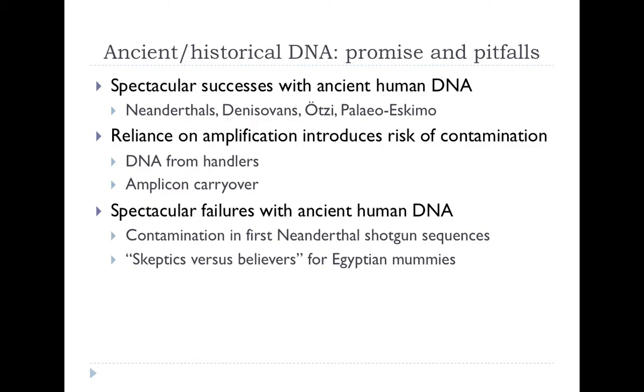You may have heard that we managed to get Neanderthal genomes. There's a whole new branch of humans called Denisovans, where they sequenced the genome from a finger bone. There was the ice mummy that was found in the Tyrolean Alps, Ötzi. His genome was sequenced. A Paleo-Eskimo genome has been sequenced.